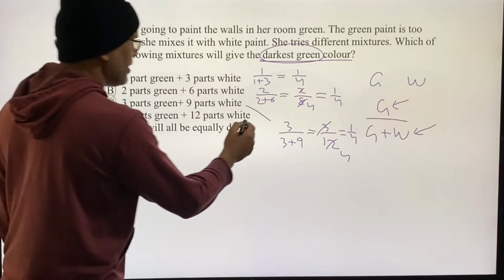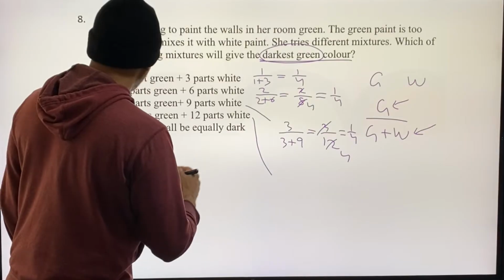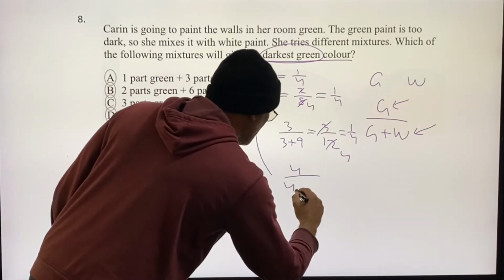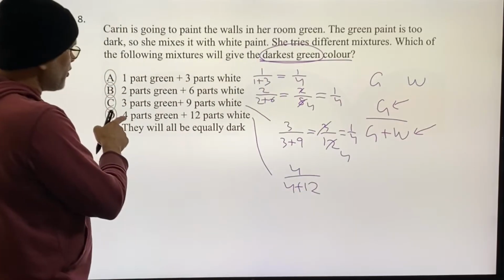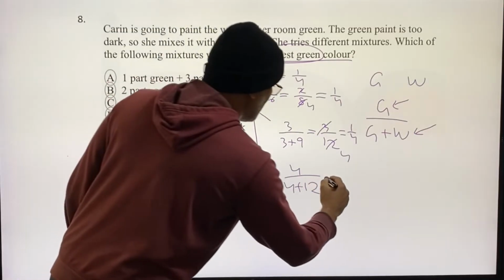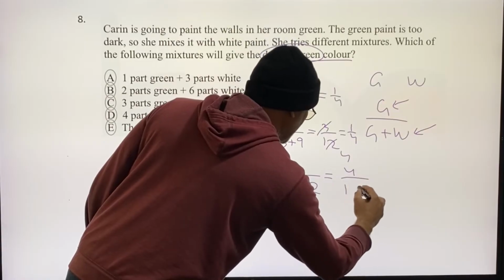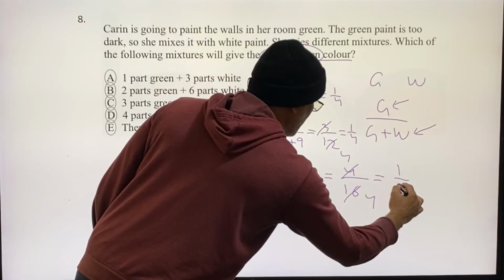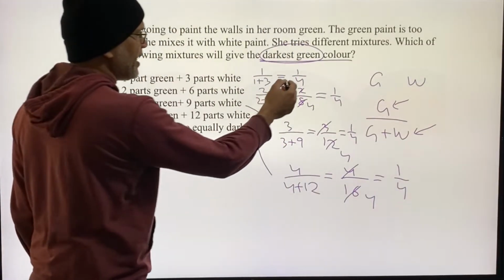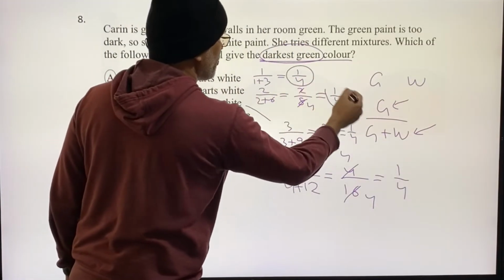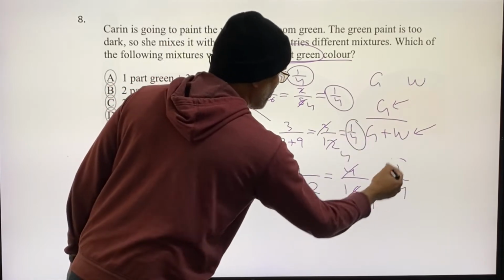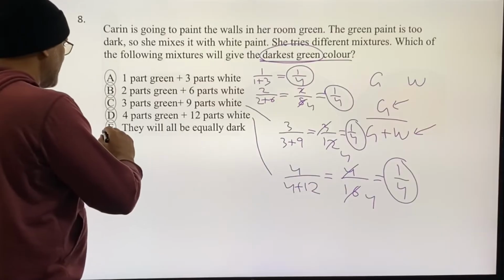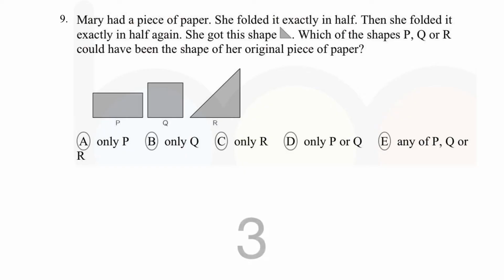Let's check D. D is 4 parts green out of total 4 plus 12. 4 green, 12 white. So this is 4 over 16. This is again 1 over 4. So as you can see, in each case we end up with 1 over 4. So they will all be equally dark. E is the correct choice.